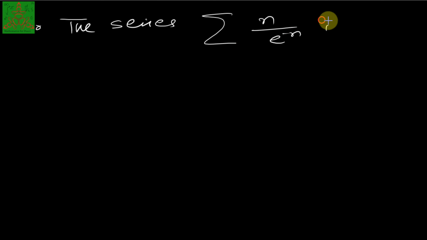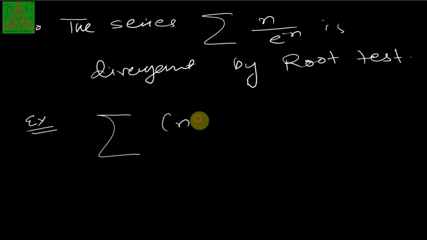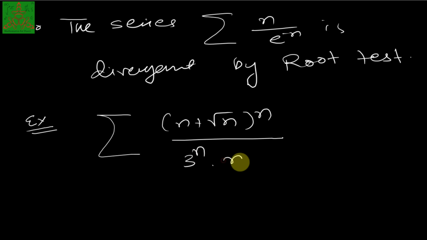So therefore the series summation n upon e^(-n) is divergent by the root test. I will give you this example as homework. You can try this example: summation of (n + √n)^n upon 3^n times n^(n+1), with n running from 1 to infinity. So try this example, and check whether the given series is convergent or divergent. The hint is the root test.